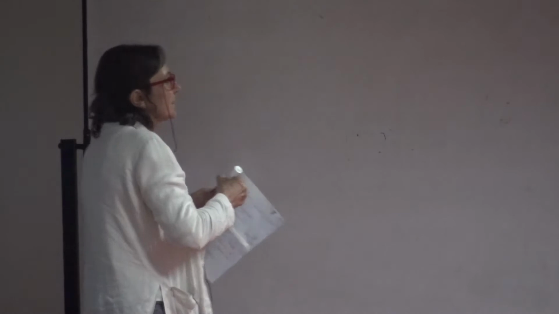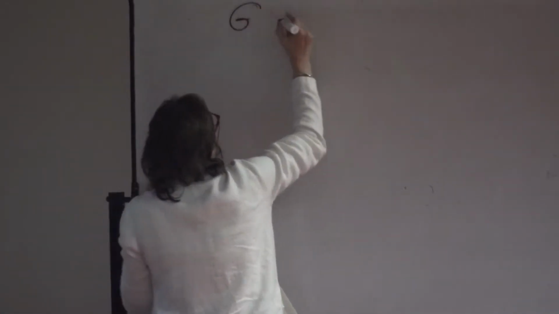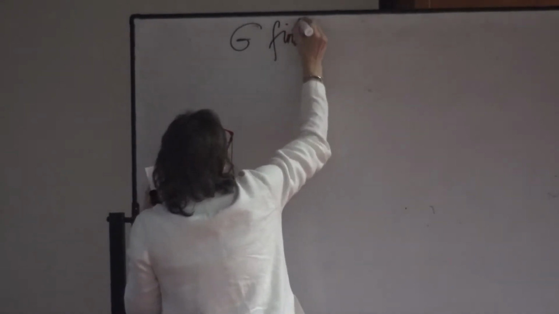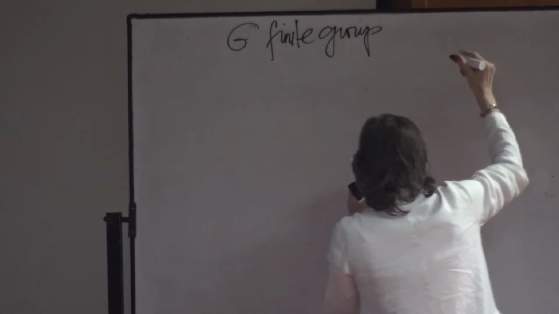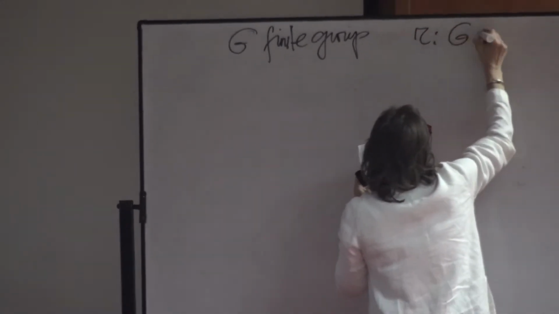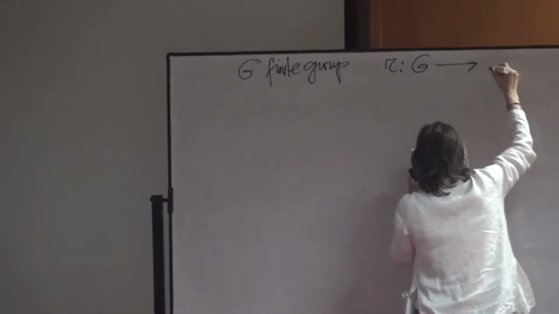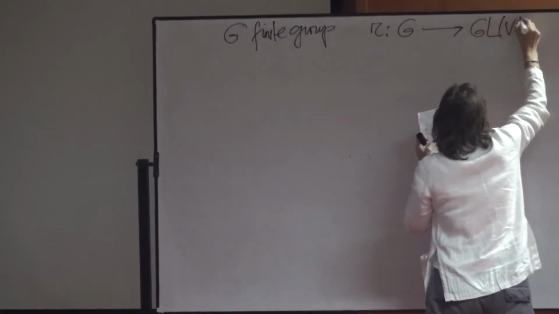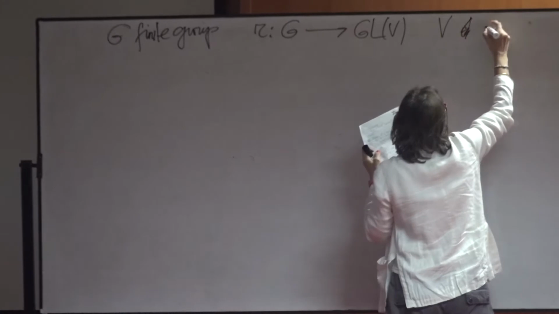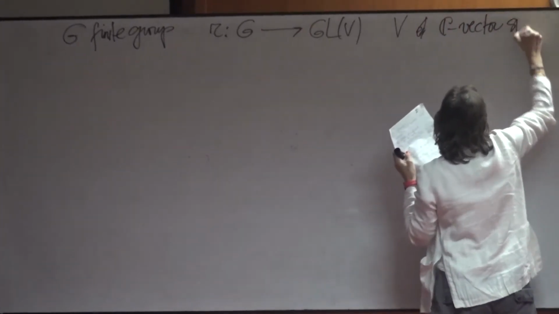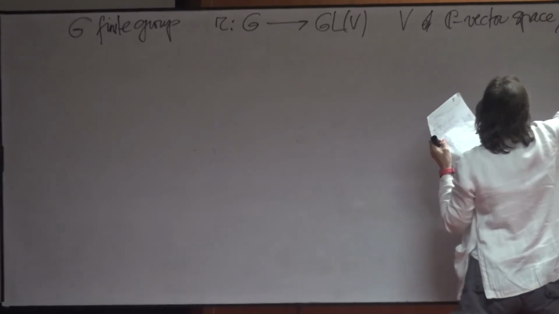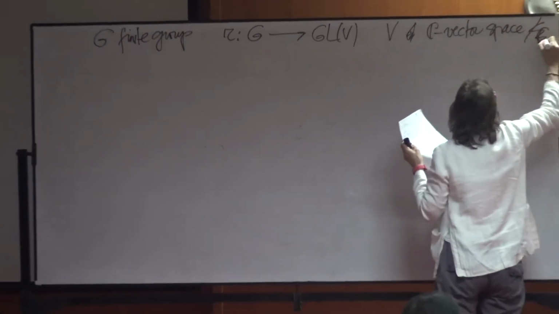Okay. So where are we? If G is a finite group, we know that a representation R is a homomorphism from G to GL of V, where V is a finite dimensional vector space over C. Okay.